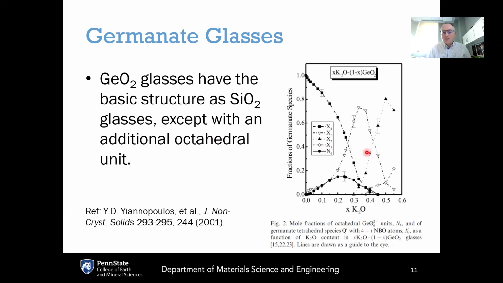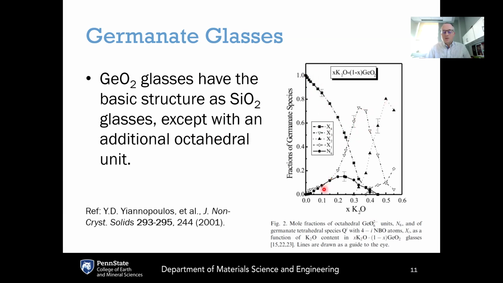Now, the right-hand side here shows the structural units in germania. When you start off with just pure GeO2, it's 100% tetrahedral configuration with Q, or in this case, it's labeled as X. 100% of the Q speciation is here in the fourfold coordination with four bridging oxygens. So everything is Q4, just like in pure silica. As you add modifiers to the system, it does create non-bridging oxygens. You get the formation of Q3 and Q2 units.